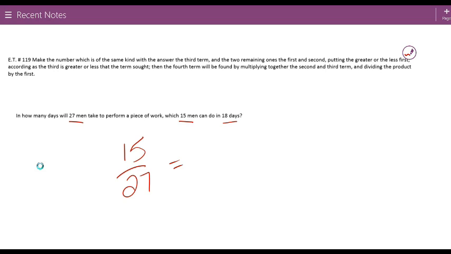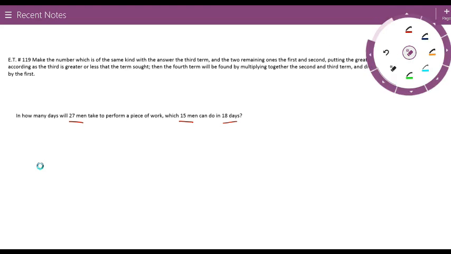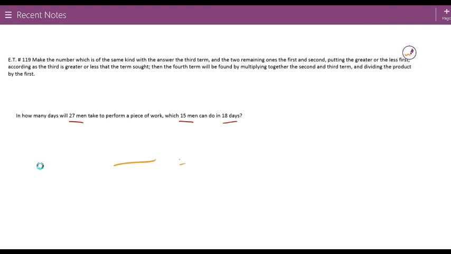Section 118 says, make the number which is the same kind as the answer the third term. In this case, the answer that we're looking for is how many days. So we have our first, second, third, and fourth term. The number that's the same kind as the answer is going to be 18 days, so we're going to put that in our third term.